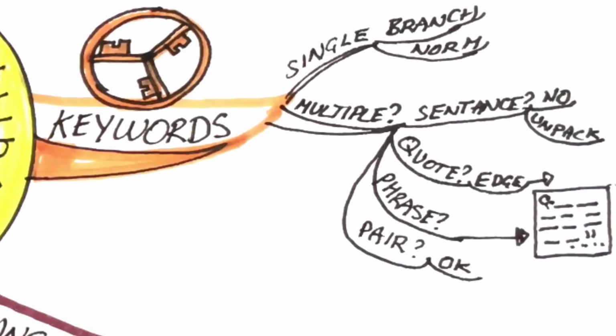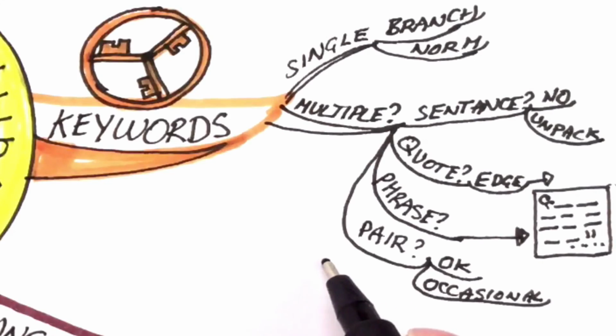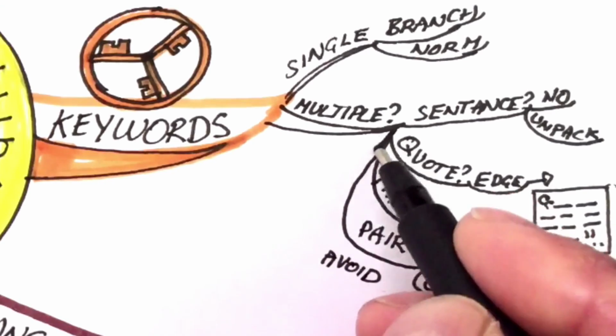Try and avoid multiple words as much as possible. Try and stick to single words on a branch. It's a really useful tip that gets you more out of the mind map.